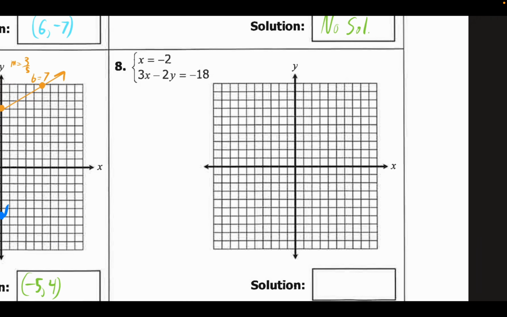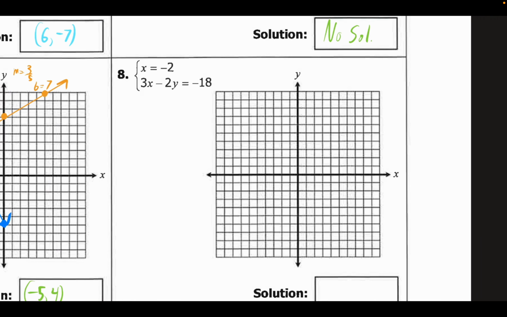And now, last but not least, number 8. Number 8, x equals a number, as I mentioned when I was doing problem number 5, is a vertical line. So we go to where x equals negative 2, make our vertical line there, and it's just saying x is only ever equal to negative 2. x is always equal to negative 2. The whole way.